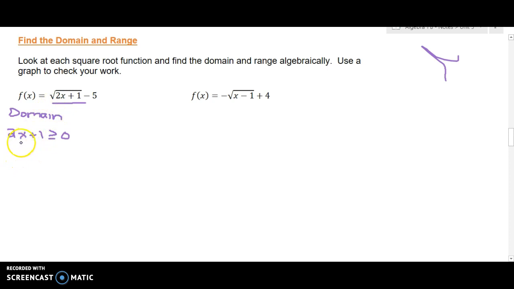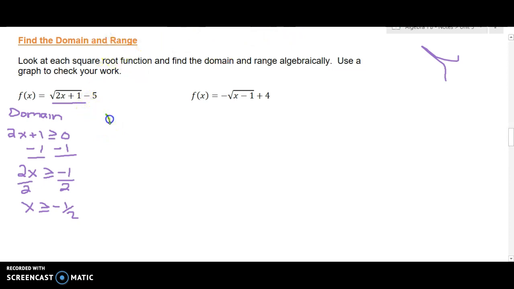And so in this case, we're going to solve for x. So I'm going to subtract 1 from both sides. So I get 2x is greater than or equal to negative 1. Then I'm going to divide both sides by 2. So x is greater than or equal to negative 1/2. So my domain says that my graph is going to start at x equals negative 1/2, and it's going to get bigger. So it's going to go to the right.